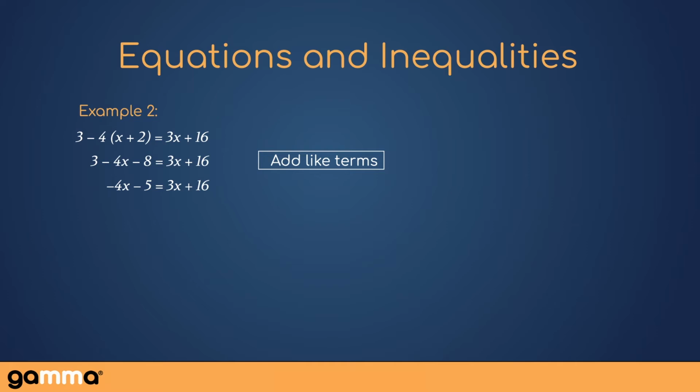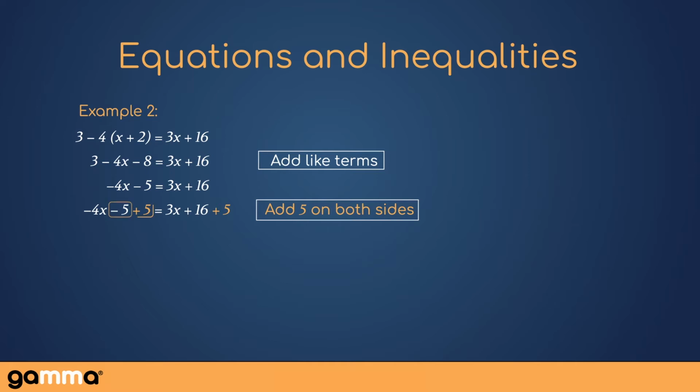So we'll need to add 5 because we need to get rid of the negative 5. So to get rid of the negative 5, we need to add 5. So we'll add 5 on both sides because what you do on the left-hand side, you also need to do on the right-hand side. So we will have minus 4x minus 5 plus 5 is equal to 3x plus 16 plus 5. And then from there, we need to just simplify that.